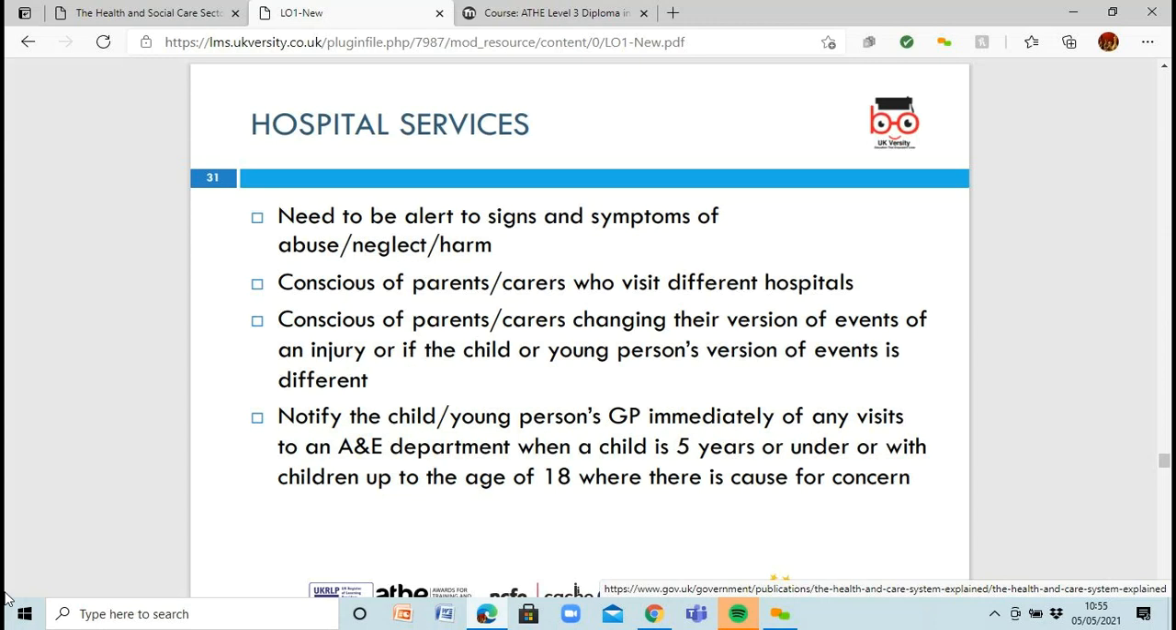So they're conscious of people who visit hospitals. So you might have gone into North Manchester today, but then you might go into a hospital in Bury or Salford later on, or you might go to Royal Infirmary. So they'll keep an eye on where you've been and how many visits you're doing.